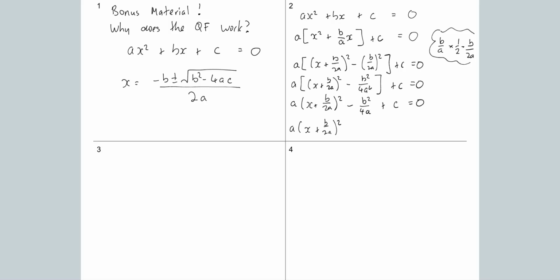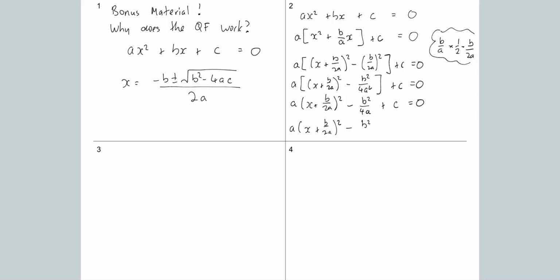And then I'm going to go minus, and I'm going to have b squared up the top here. Now, because I've got a minus here, when I find a common factor, I'm going to have to make this sign negative as well, because a negative times a negative is a positive. So what will be the common factor?